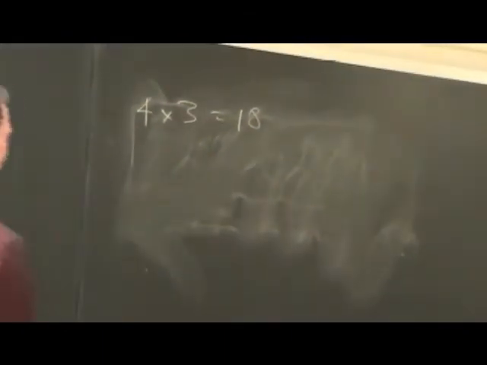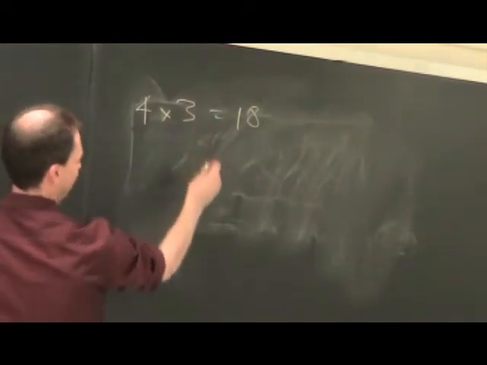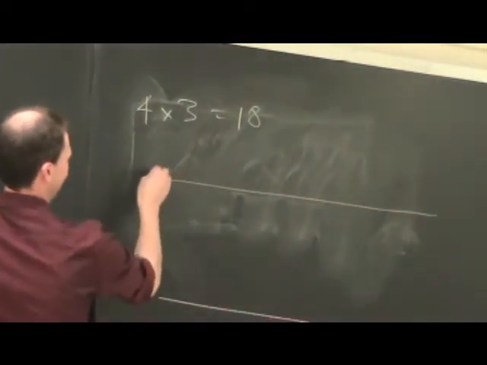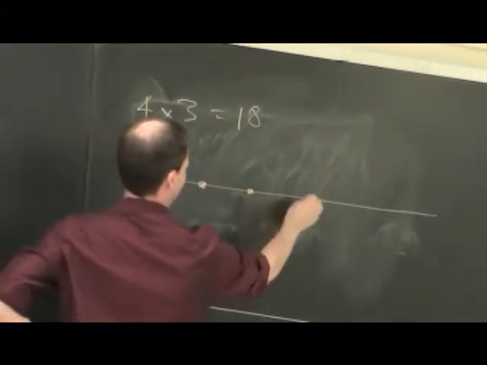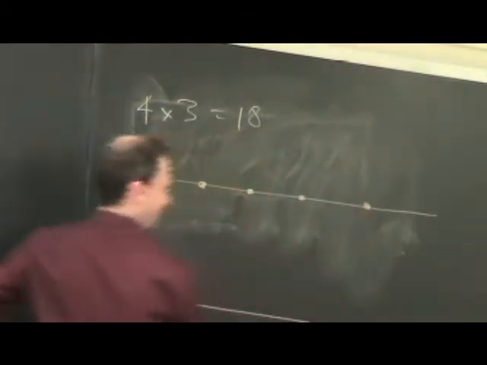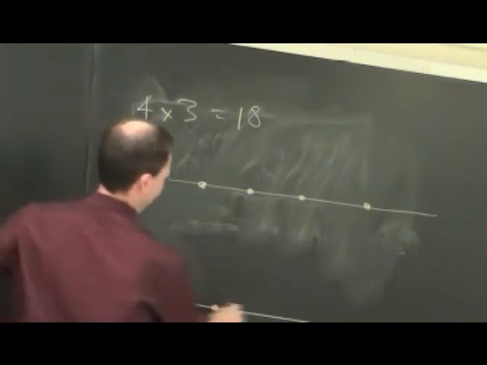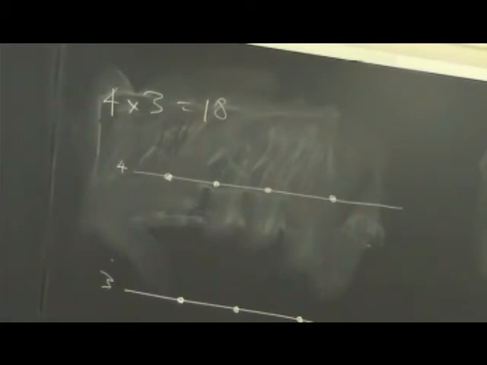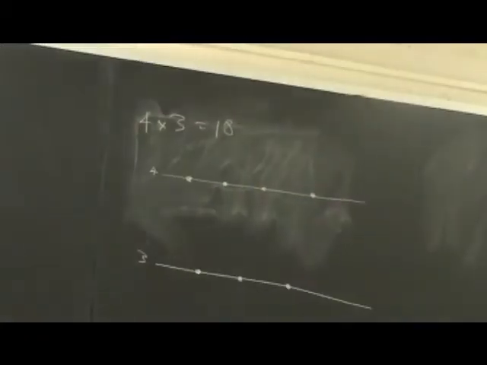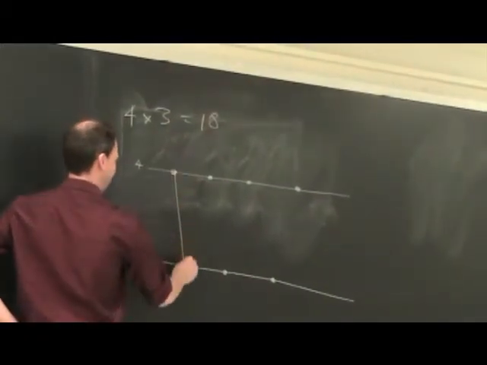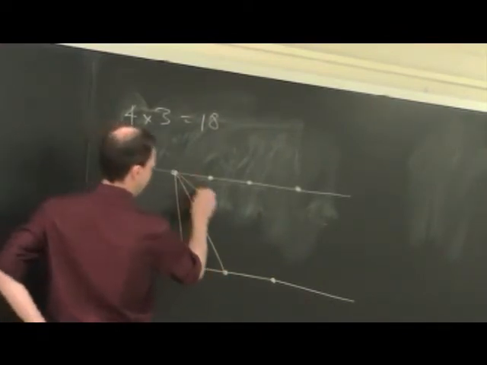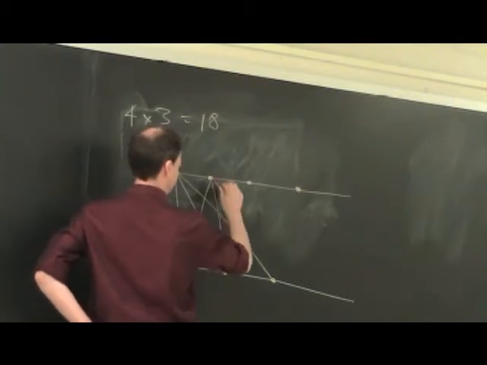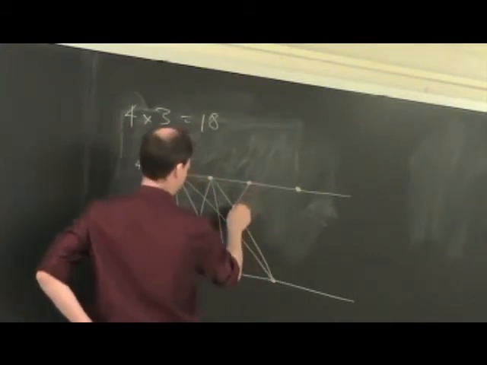It works as follows. 4 times 3. I'm going to start by drawing 2 horizontal lines. To represent the number 4, I'm going to draw 4 dots on the top line. To represent the number 3, I'll draw 3 dots on the bottom line. There's 4 and 3. And to work out 4 times 3, I'm going to connect each dot on the top line with each and every dot on the bottom line. And I have to be kind of neat, which is not my nature.